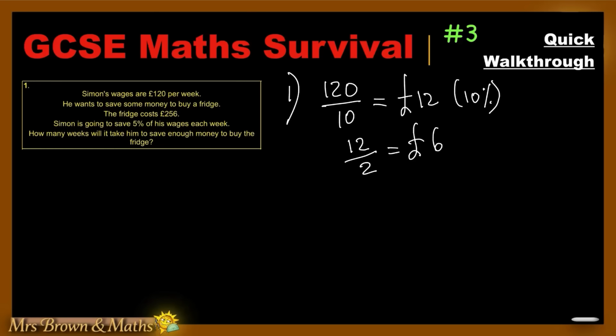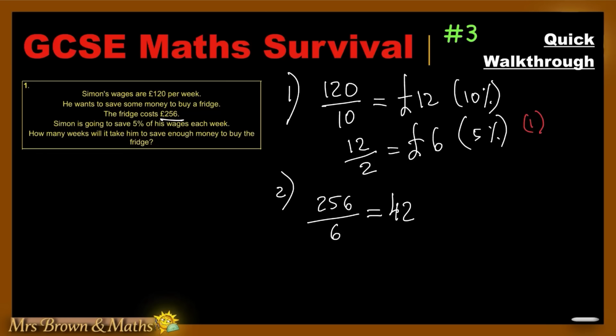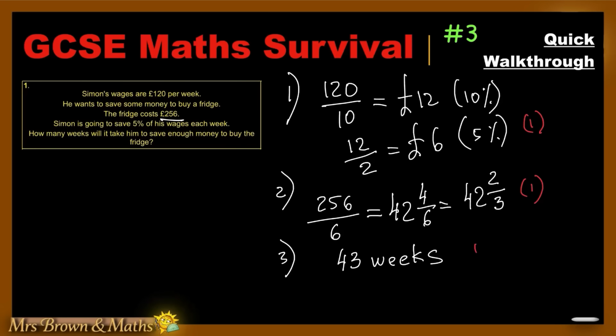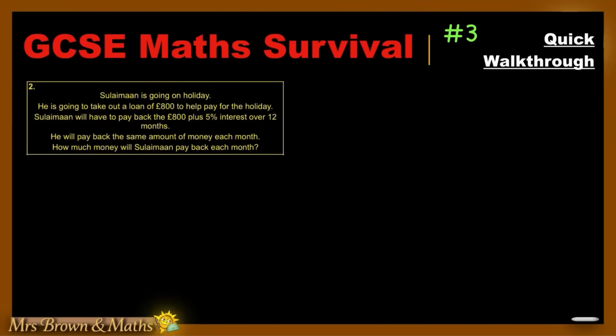And 5% will be half. So 12 divided by 2 will be 6 pounds. Then the price of the fridge, which is 256, divided by 6 pounds. And the answer will be 42 weeks and remainder 4. So it's definitely 42 weeks is not enough to save for the fridge. So Simon needs 43 weeks. 3 exam marks.